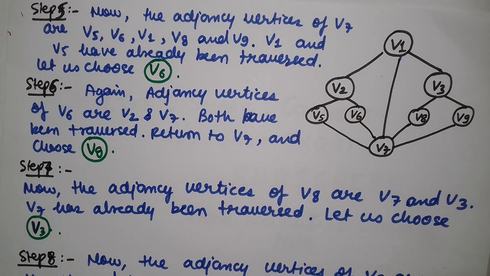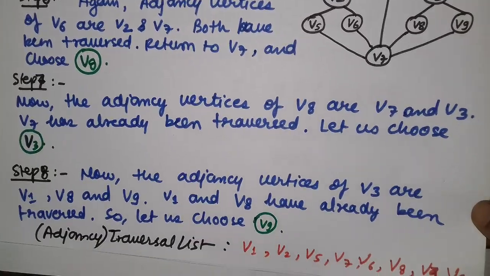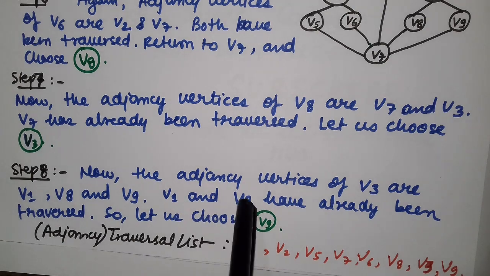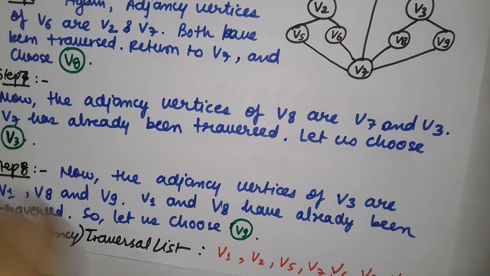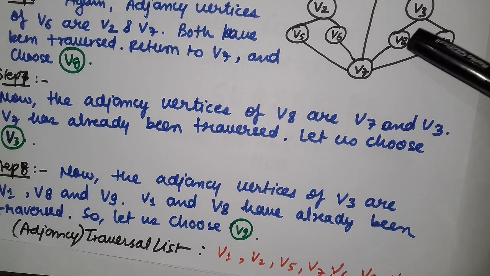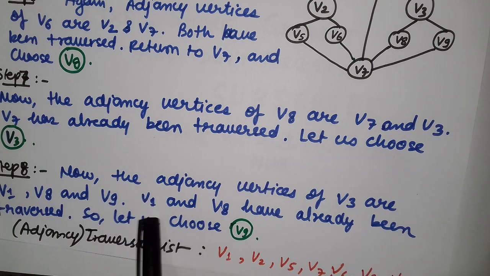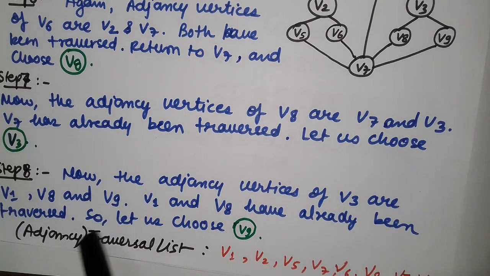I hope this point is also clear to you and you are not having any confusion. So now the adjacency vertices of V3, as we have reached V3, are V1, V9, V8, and we know clearly that V1 and V8 have already been traversed. So the remaining one was only V9. So let us choose V9.